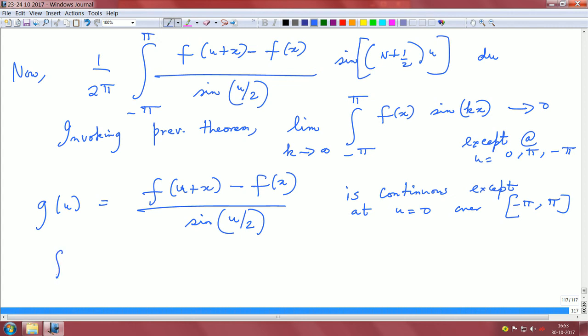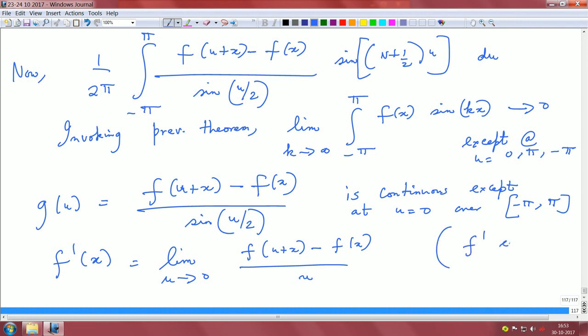Now, the derivative of this function can be written as limit u going to 0 of f of u plus x minus f of x over u, right. It is the f of x plus u minus f of x over u as u going to 0, that is the derivative of the function. That is the reason we say f dash exists by hypothesis, where the derivative exists. This is where I mentioned it, because we will make use of this fact.